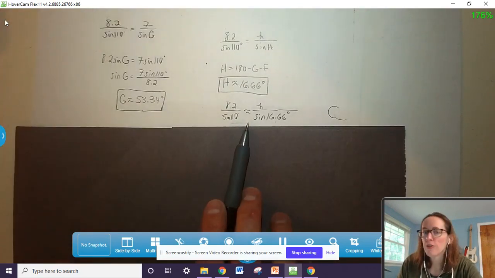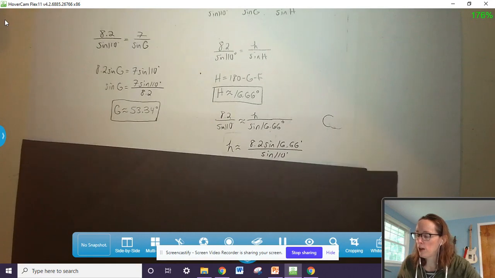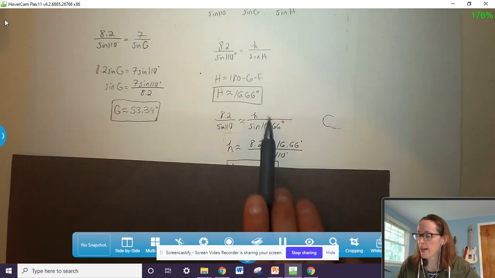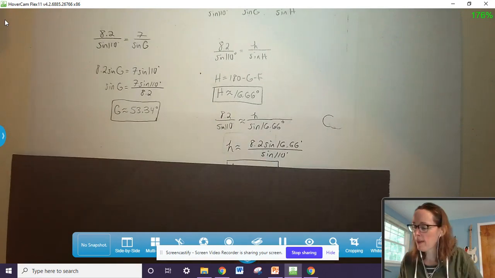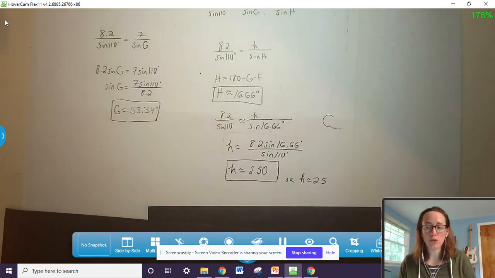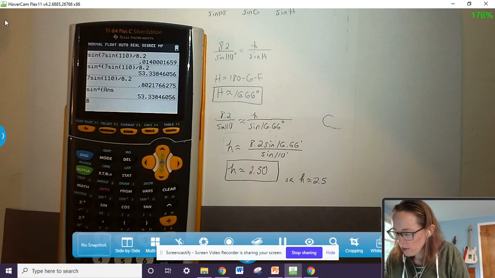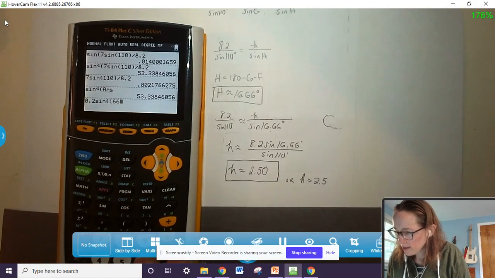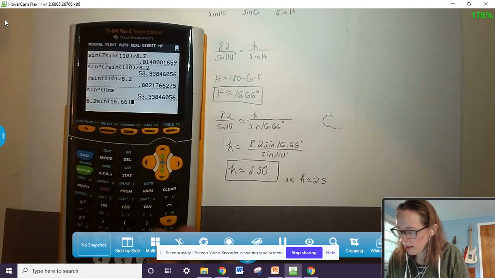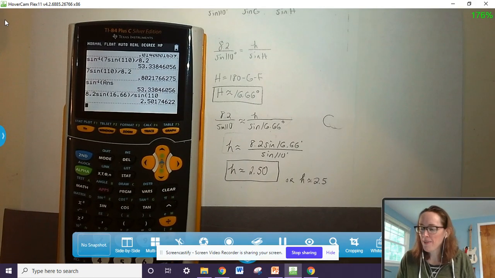If you can go straight into your calculator, that's great. If you'd be more comfortable doing the algebraic work to solve for h first, that's fine as well. And once you put all that in your calculator, you should get 2.50 or 2.5. And I'm just going to throw that in the calculator real quick. 8.2 sine 16.66. Close those parentheses before you divide by the sine of 110. And that's our answer.